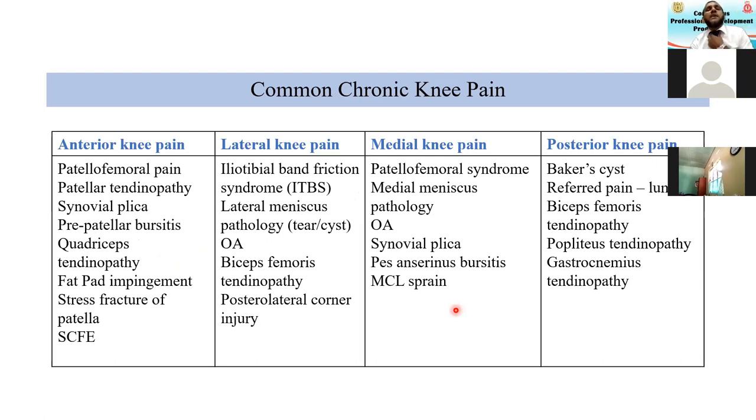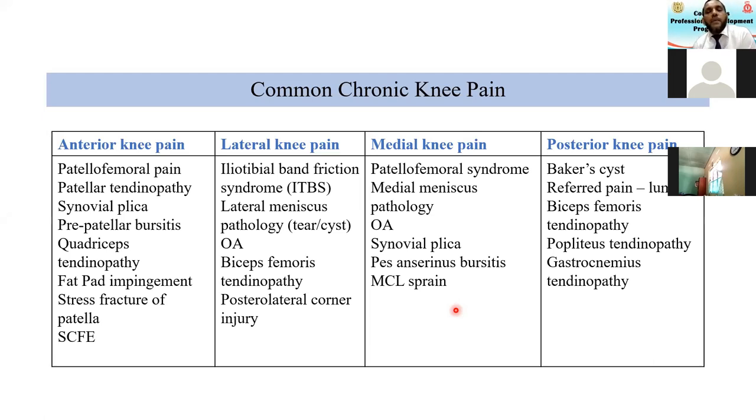The chronic conditions of the knee, I will just run through these. Anteriorly you can get patellofemoral pain, patellar tendinopathies, synovial plica, quadriceps tendinopathy, fat pad, and stress fracture of the patella. All these conditions can predispose to chronic anterior knee pain. Laterally, as I discussed earlier, the iliotibial band, which attaches to the head of the fibula, if tight, especially with downhill running, can cause iliotibial band friction syndrome with lateral knee pain. Lateral meniscus pathologies, osteoarthritis, biceps femoris tendinopathies, and PLC injuries can all cause lateral knee pain.